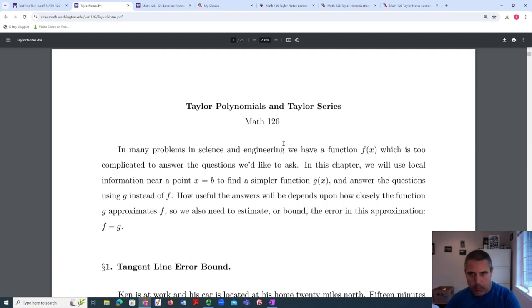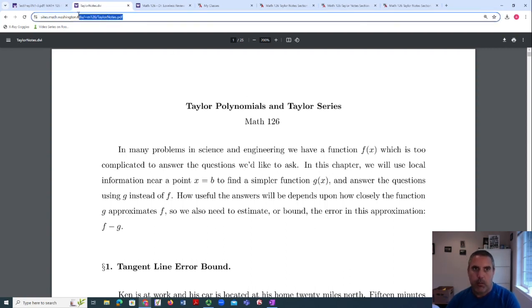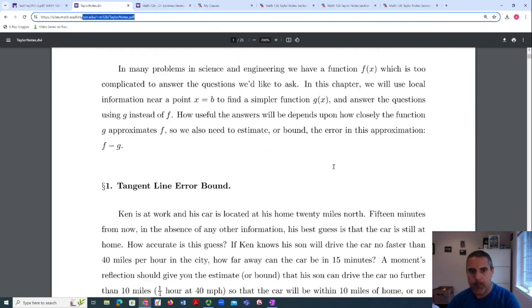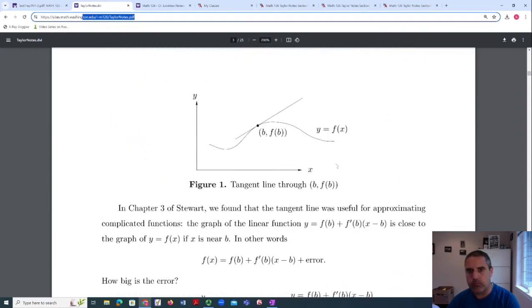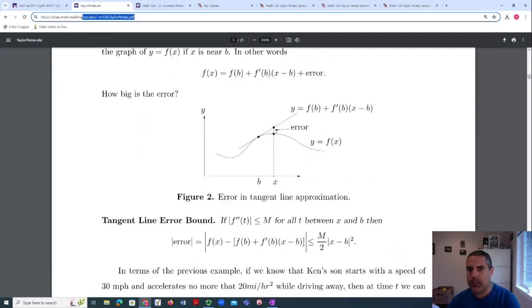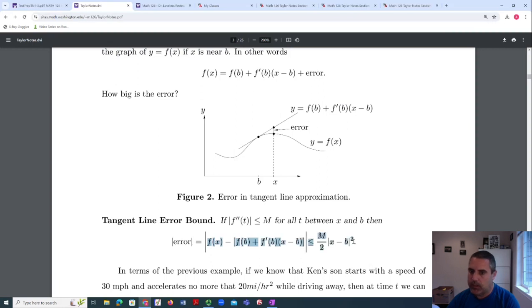So, Taylor polynomial. This is the Taylor notes from our Math 126 page. We've already talked about this, so apologies for the scrolling here. But in the end, we were trying to estimate this error, and I've shown you lots of visuals in class about this. And we had this so-called tangent line error bound. Now, I know it's a lot to look at. It's a lot to take in.